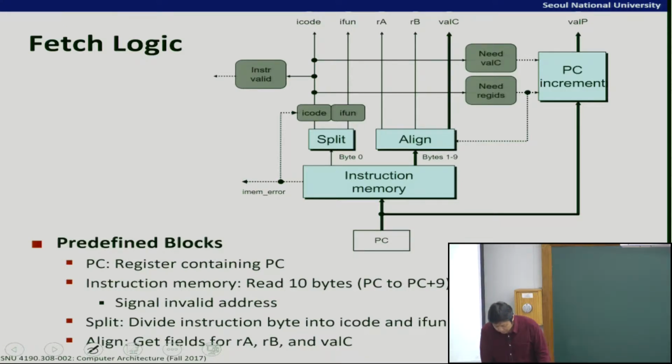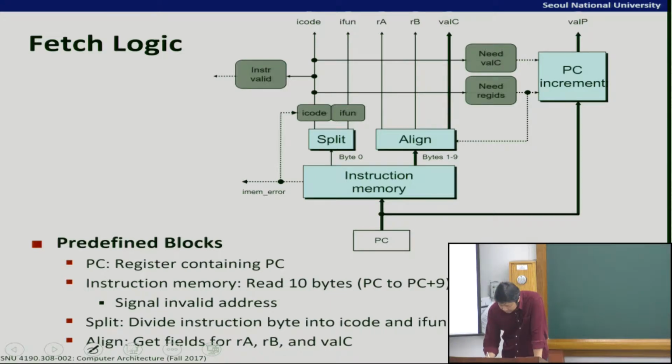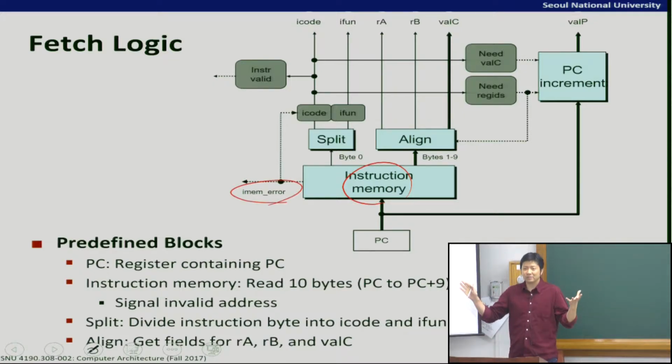So PC is the input to the instruction memory, and we read 10 bytes from this instruction memory. Also there's an IMEM error signal: if you request some invalid address, say out of range, maybe an address range not covered by this memory, then this IMEM error will be asserted, will become true.